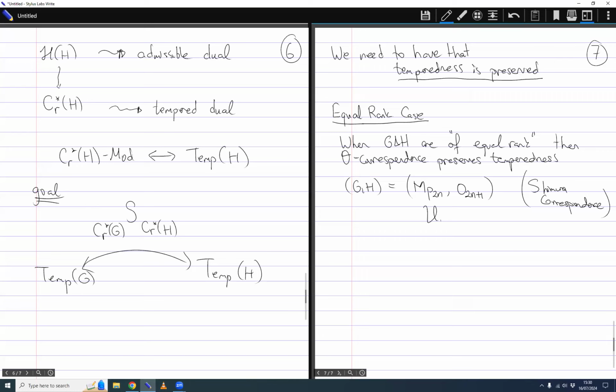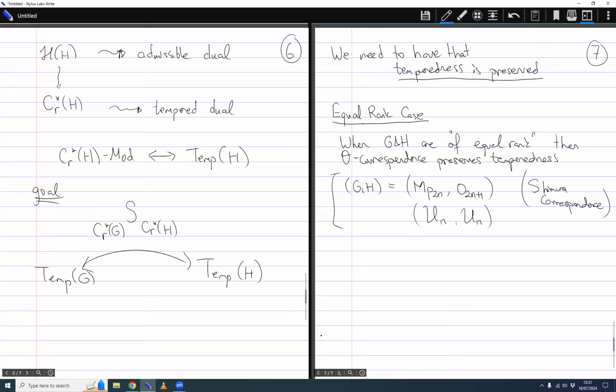Or you can, if you work with the unitary situation, both have Hermitian vector spaces of the same dimension. We have a skew-symmetric form on one and a symmetric form on the other one. So these are the pairs that I'll be really thinking of. Probably quaternionic equal rank pairs also work, but because I'll be needing facts from the literature, let's just stick to these guys.